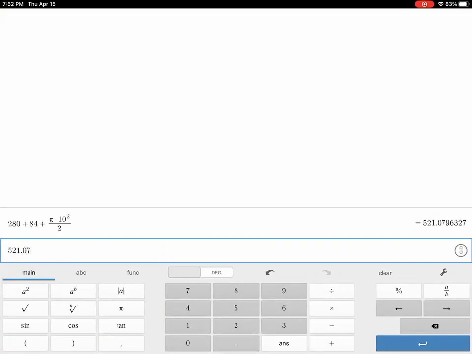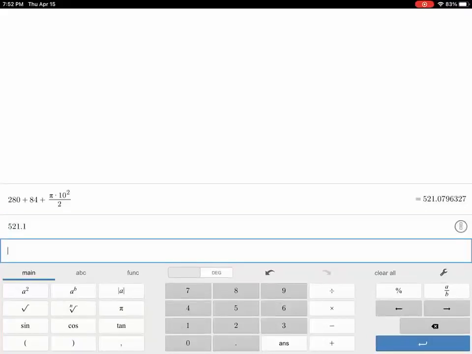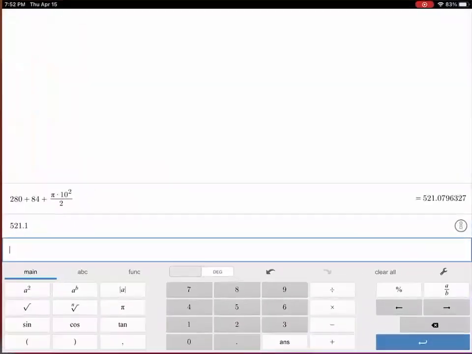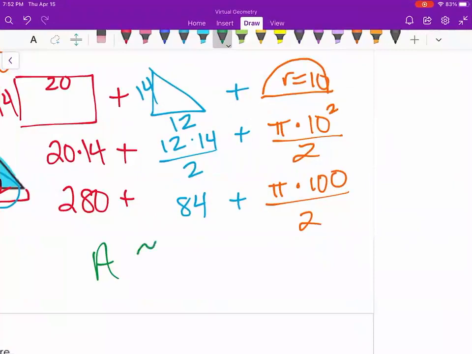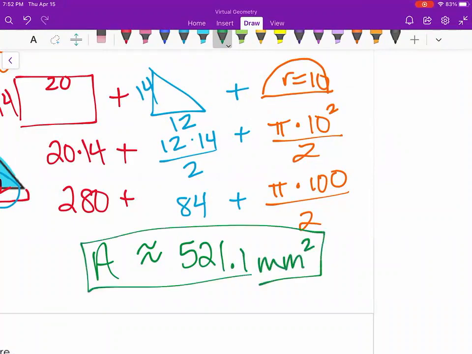So we need to round this off. Because of that 7, I'm going to round that 0 up to a 1 and round it to the nearest tenth. So 521.1. So my area is about 521.1 millimeters squared. And there's my composite area for those combined shapes.